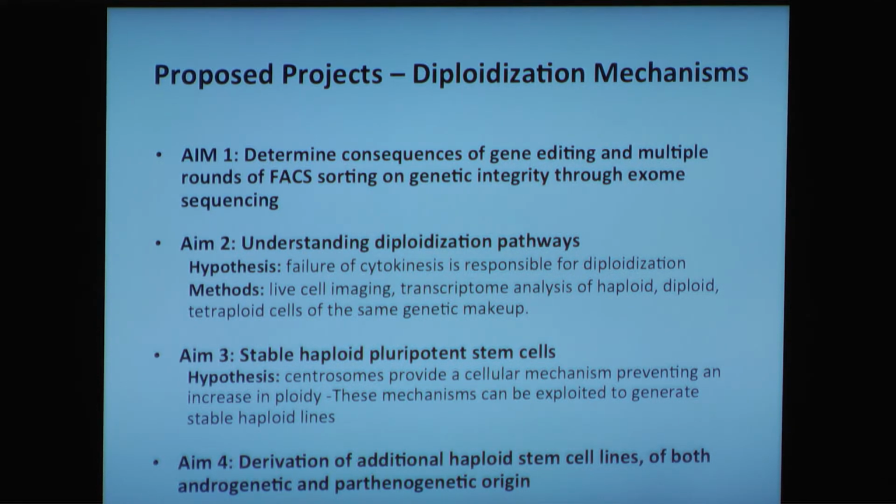And then trying to actually get these haploid cells to become more stable and resist diploidization. So looking at the centrosomes, and maybe inhibiting something like centrosome clustering, which is how these cells can maybe bypass death through asymmetric division. And lastly, derivation of additional haploid cells, both androgenetic and parthenogenetic, employing all of these so that hopefully we can get from early on a nice set of haploid cells, and then continue from there and show that this would be a feasible way to go.